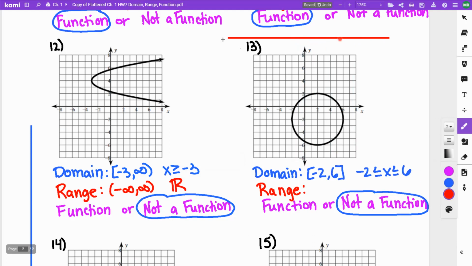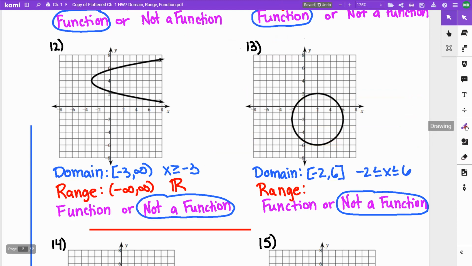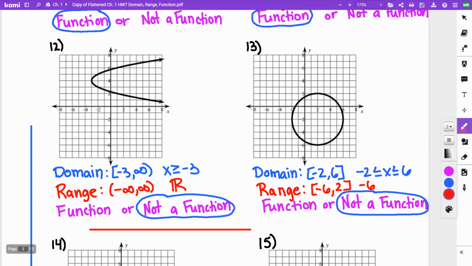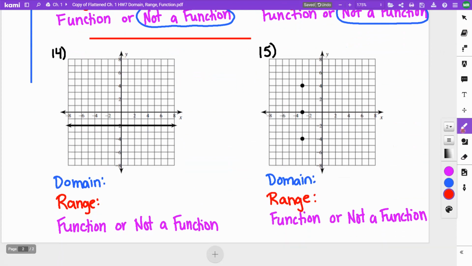Now my range, the lowest this graph is going to go is -6. The highest this graph is going to go is 2. So it's going to go from -6 to 2. So close bracket -6 to 2 close bracket, or -6 less than or equal to y less than or equal to 2. Okay, last two. Now these ones are looking a little different.